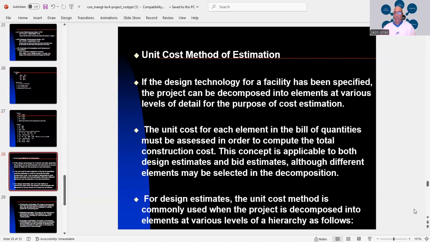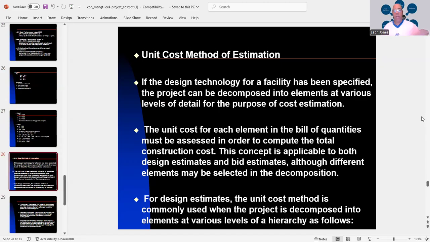Now, something important, you have the unit cost method of estimation. And I just mentioned it to you before when I gave you that example on the slab in feet. Now, to move further, let's talk about the design technology.